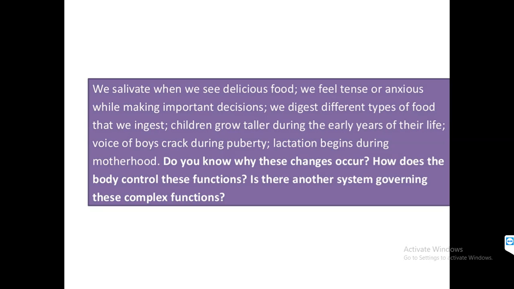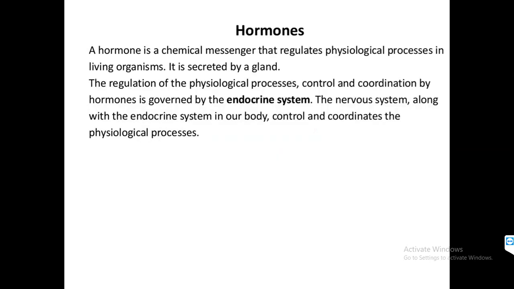So now the question arises, why do these changes occur and how does the body control these functions? So now the control part of the body comes, that how are these functions controlled by our body, and is there another system that is governing these complex functions? So the answer is yes, there is an endocrine system that is controlling all the hormonal secretions which are responsible for all these above given actions.